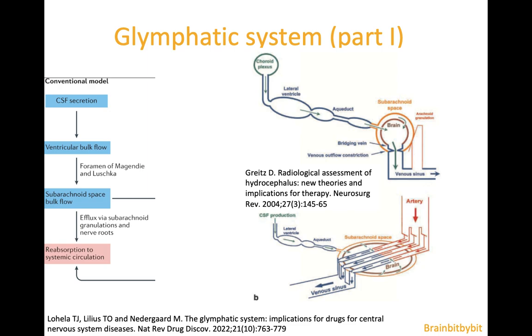I started studying medicine in the 90s, and regarding CSF flow, I learned this bulk flow model. So CSF is secreted in the choroid plexus, goes through the ventricular system to the subarachnoid space, and is reabsorbed at the granulations of Pacchioni and the nerve roots back into the systemic circulation.